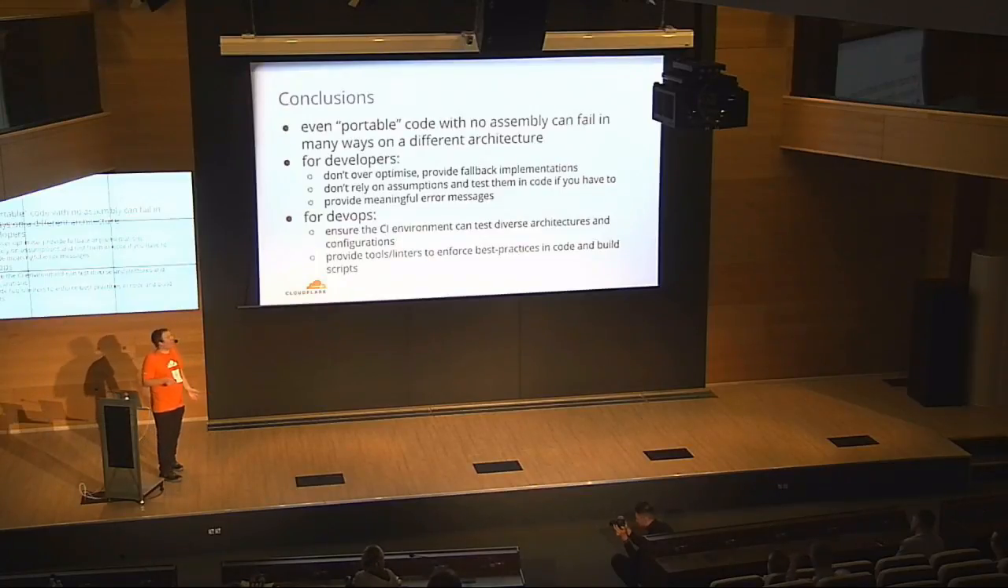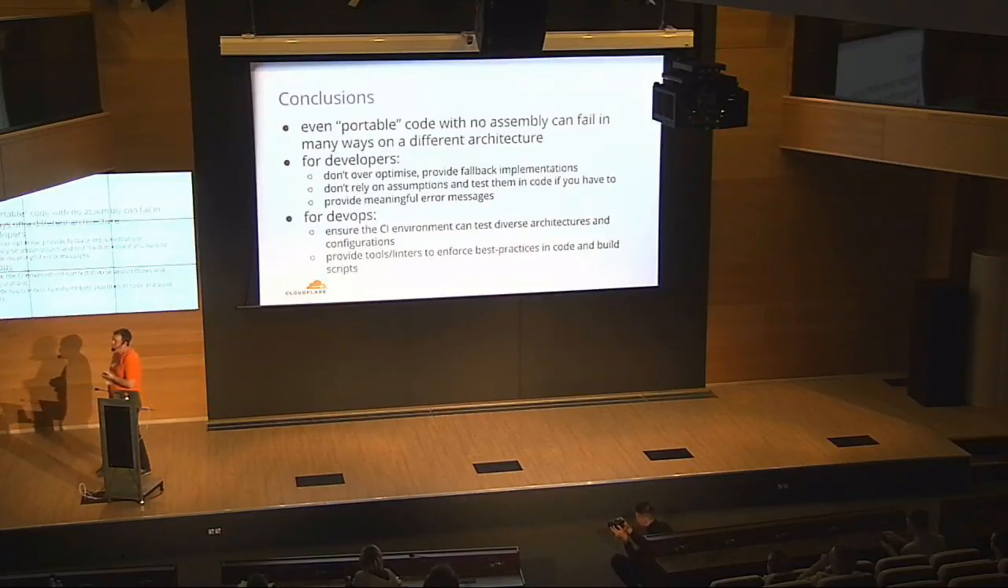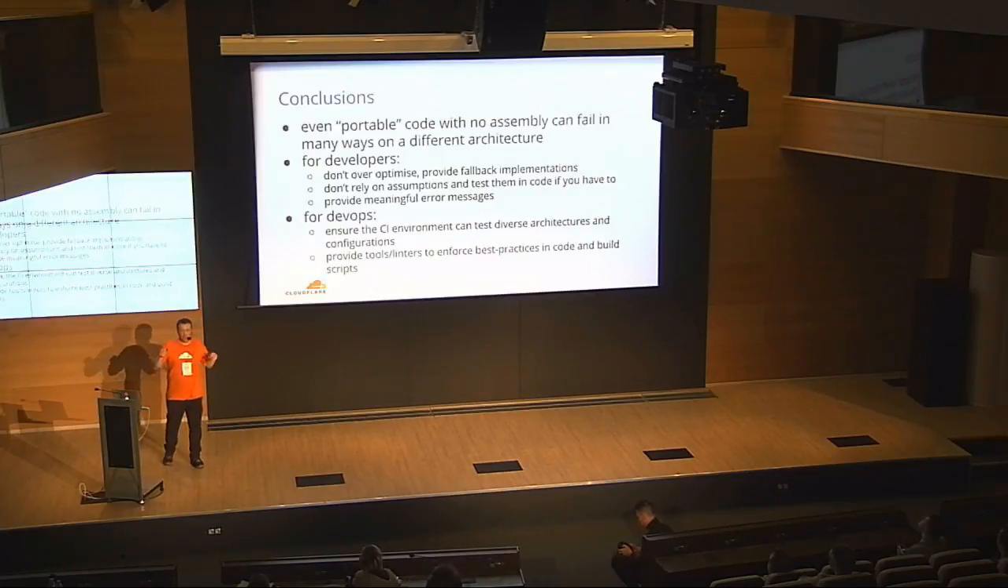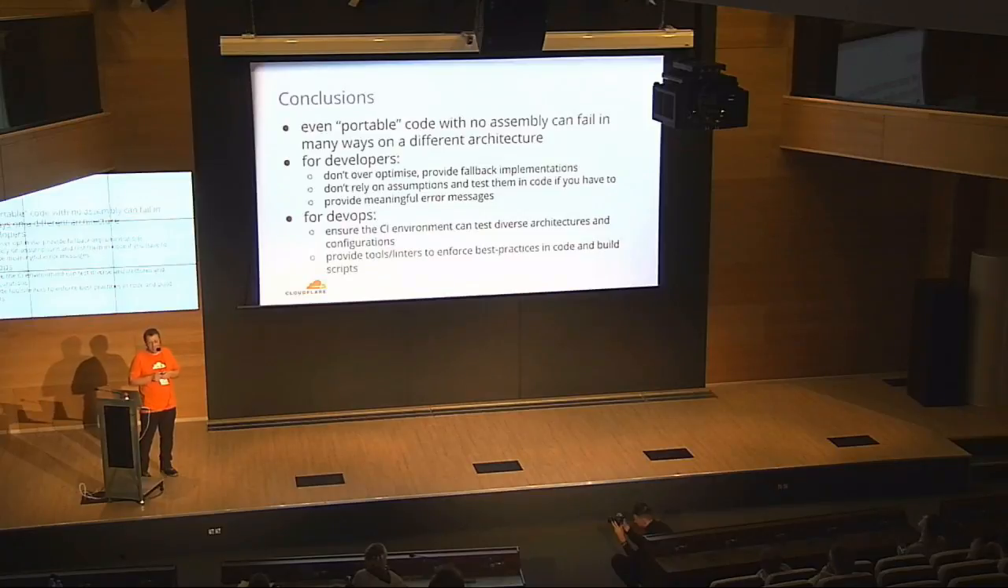This is basically it. You may notice I never mentioned any assembly here. And most of the examples I gave here are written not in C, but in Go, Python, Lua, and other supposedly cross-platform languages. So we can take from here that even portable code with no assembly can fail in many ways on a different CPU architecture.